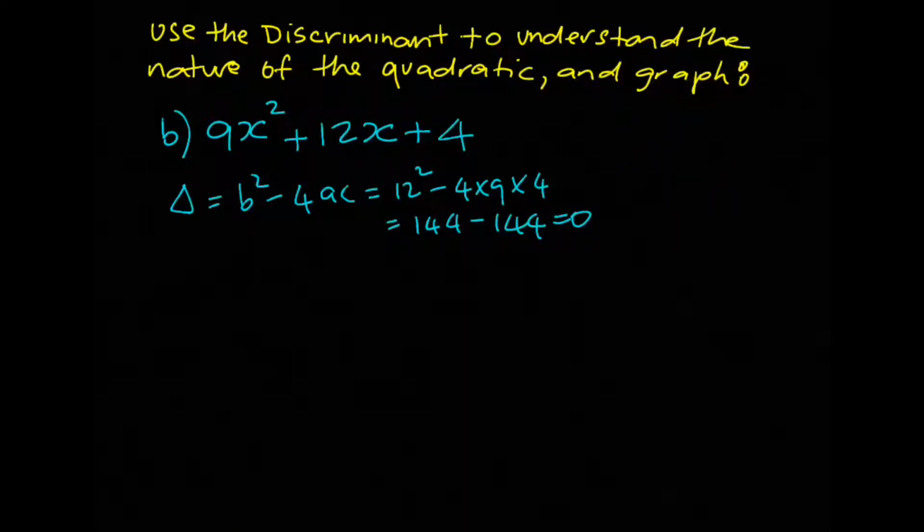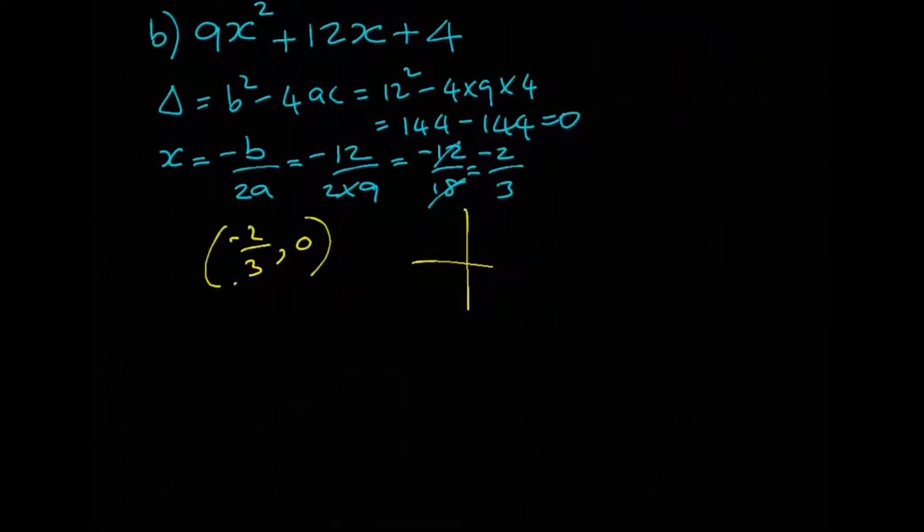Okay, let's find the turning point. So that's at x equals negative b on 2a equals negative 12 on 2 times 9 equals negative 12 on 18. They can be factored down. Negative 2 on 3. This is the root to our equation because it lies on the x-axis and it's our turning point. So let's find the y-intercept. So y-intercept is at x equals 0, and from this equation y equals 4. So we've got 0, 4.